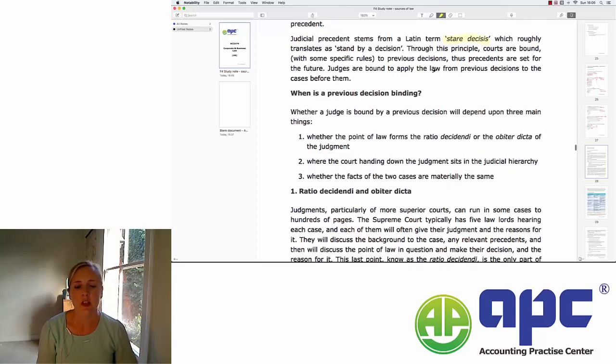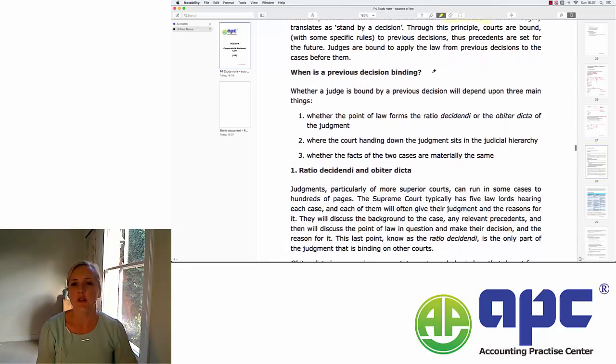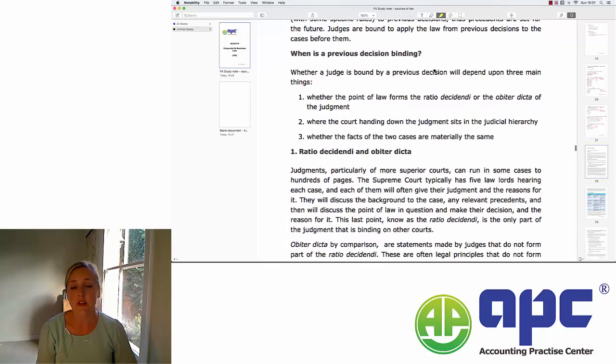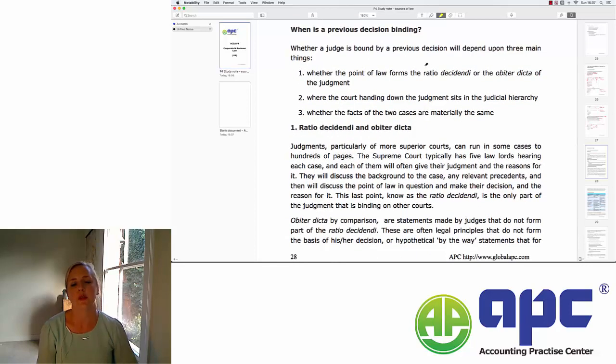decision. There are limitations to the doctrine of judicial precedent, and there are three things that make a previous decision of a judge of a court binding on future courts. And that is, first of all, whether the point of law that's being passed down forms either what's known as the ratio decidendi or the obiter dicta of the decision. That is the first way that a decision may or may not be binding on future courts.